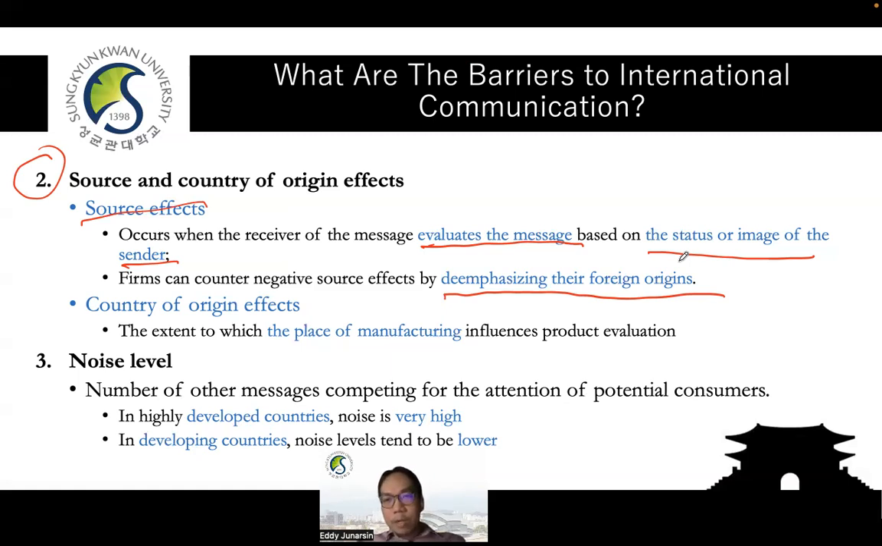For example, in bigger countries, I think the emphasis is not so high on the origin of the products, but more on the quality. But in certain countries, they might prioritize this kind of issue. So we should read the situation from one place to another. Country of origin might be a bias because the place of manufacturing could still influence product evaluation. Right?